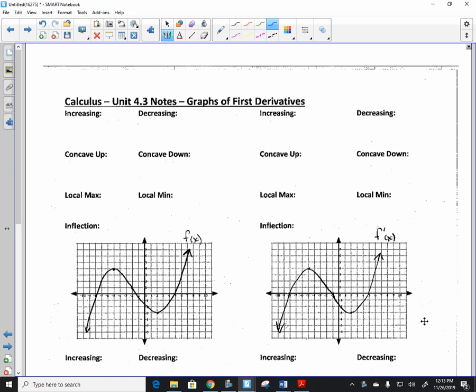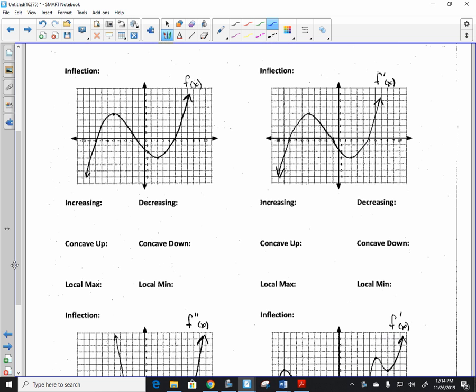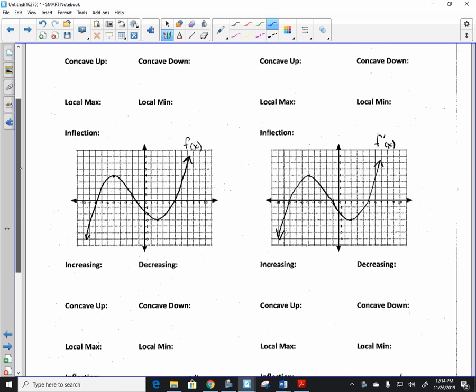So here we go. Graphs of first derivatives. Increasing is where f prime of x is greater than or equal to 0, right? So what I want to be able to do is look at a variety of these graphs and understand the difference between them. In the first graph, we're going to look at f of x, and in the next graph, we're going to look at f prime of x. You want to try to make a connection between these two and their difference, okay?